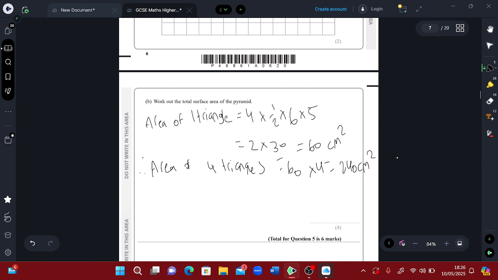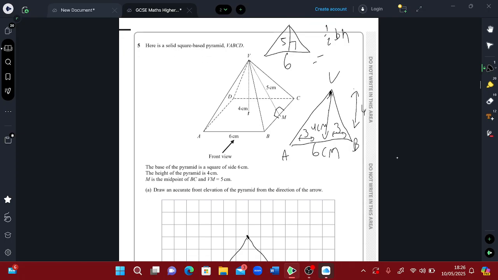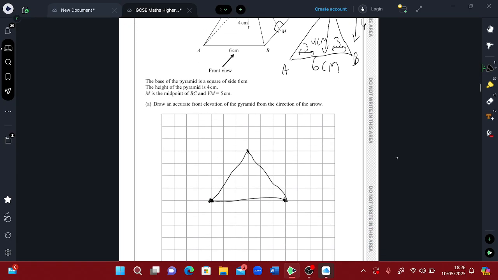And that's the area of the triangles, but we also have this square base here that we would see. If you imagine we look underneath it in the air, we would see the square bit as well that's exposed. Well, it's just a square, so we know that one side length is 6, so all of them have to be 6. So therefore, the area of the square will just be 6 squared, 6 times 6.